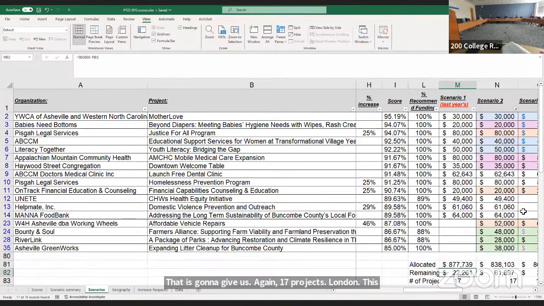This is where the beautiful color coding comes in. I'm sorry, Kathy has left the room. Yeah.